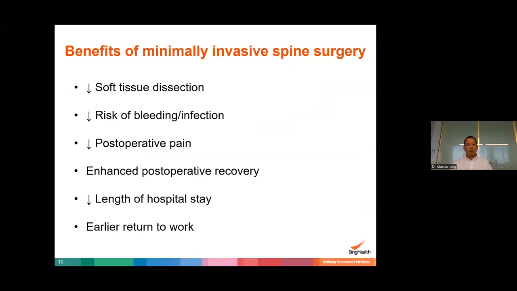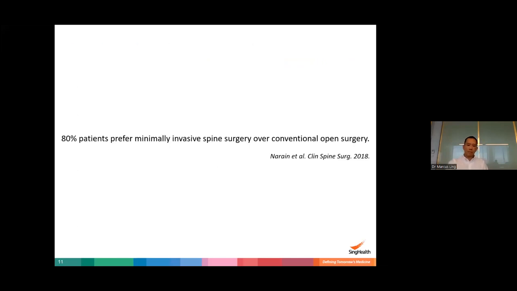And this will also mean a reduction in the post-operative pain. Obviously, when you have a larger incision, your pain will be increased. And when your pain goes down, your recovery will be enhanced, and therefore reducing the length of your hospital stay and thereby bringing an earlier return to work. So a study was conducted in 2018 in which the authors polled the patients, and not surprisingly, the majority of them would actually prefer minimally invasive surgery over conventional open surgery.